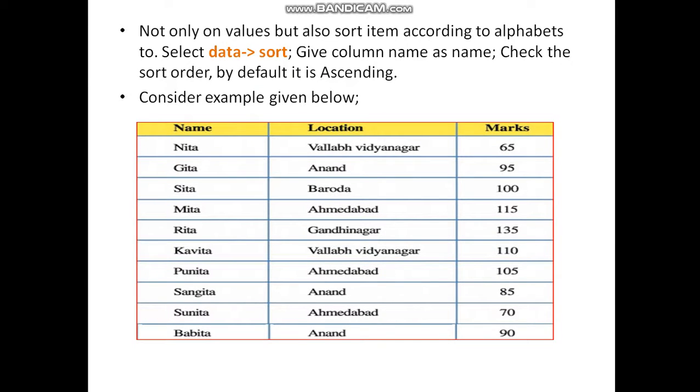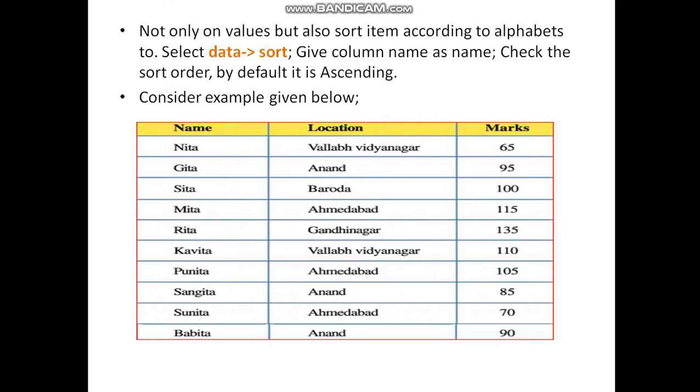Now, not only by values but you can also sort items according to the alphabet. Select data and then sort. Give a column name as name. Check the sort order. By default it is ascending. See, consider the example given below.